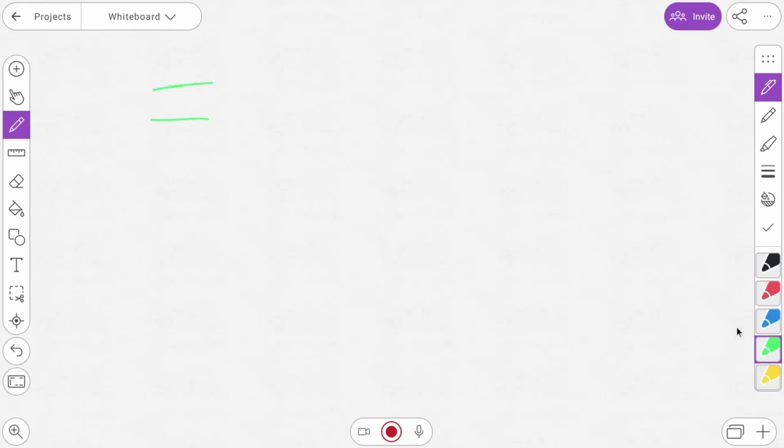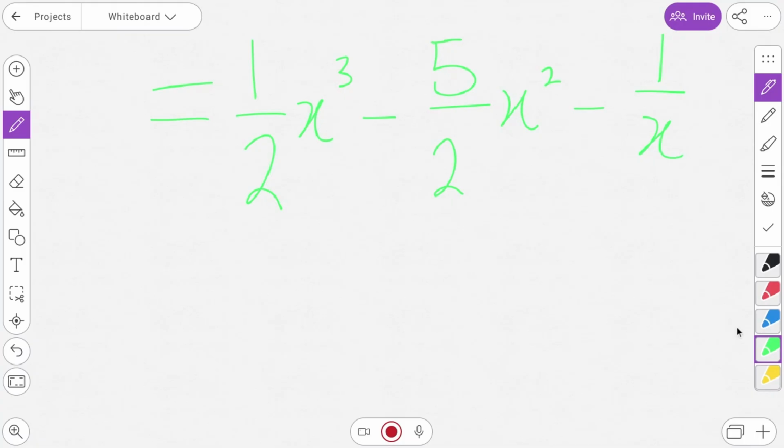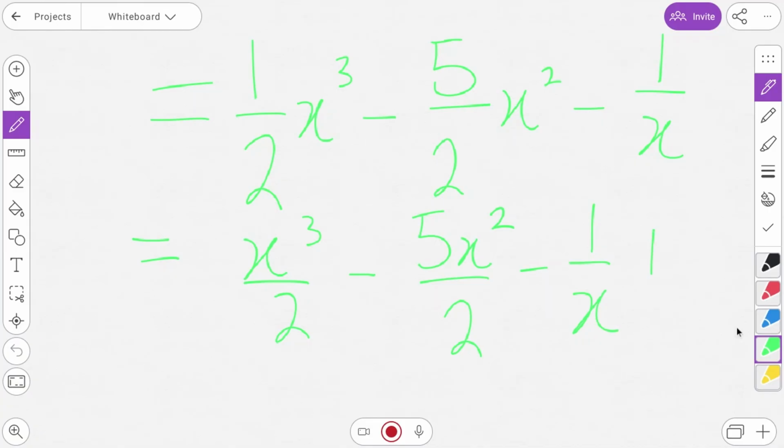Okay, so with the final answer I gave, I think there was a slight mistake. So it is 1 over 2 x cubed plus 5 over 2 x squared minus 1 over x plus the constant of integration will be introduced. So we have x cubed over 2 minus 5x squared over 2 minus 1 over x plus the constant of integration. So that's the final answer.